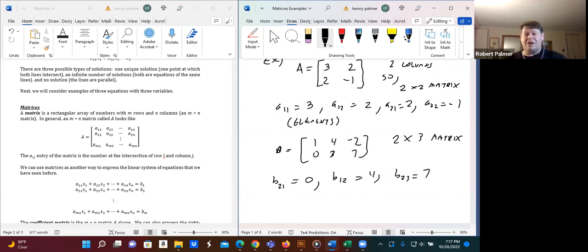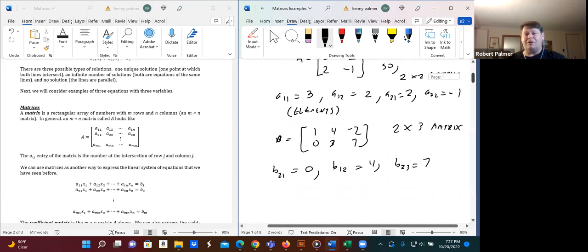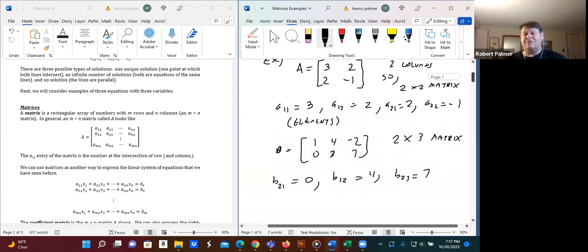So that's how you identify them. All matrices are basically blocks of numbers. Their size is given by the number of rows by the number of columns, and the positions of the elements are given by these subscripts, where this is the row and this is the column.